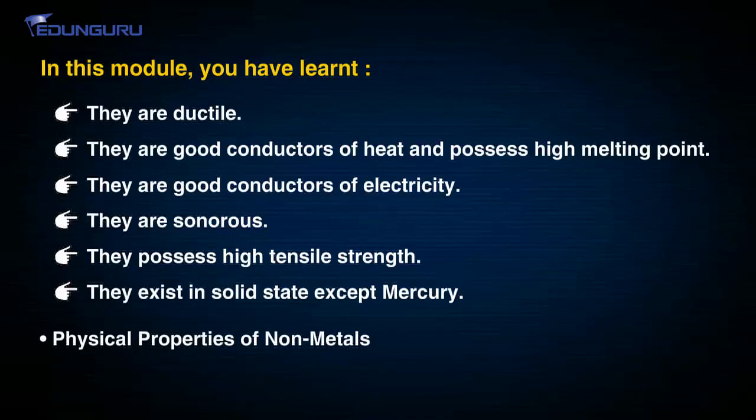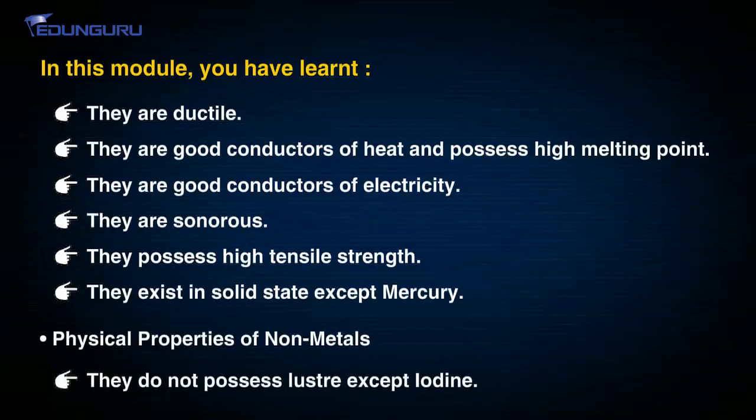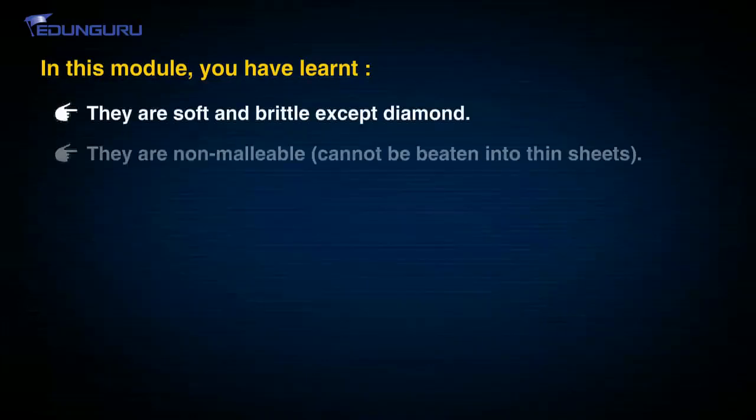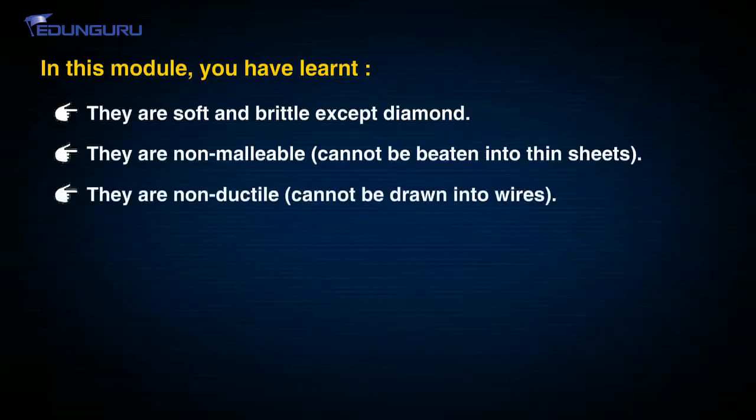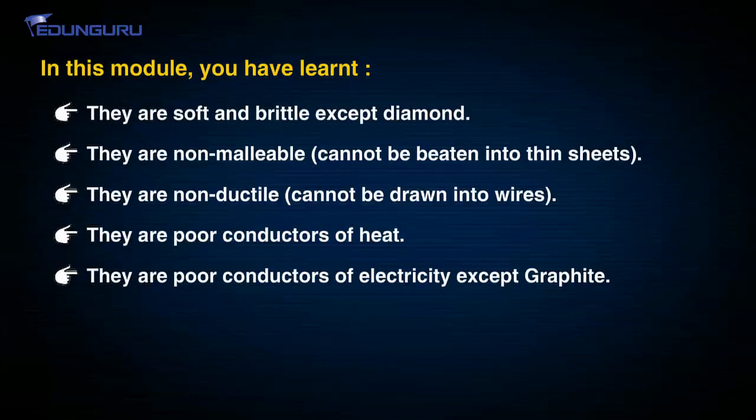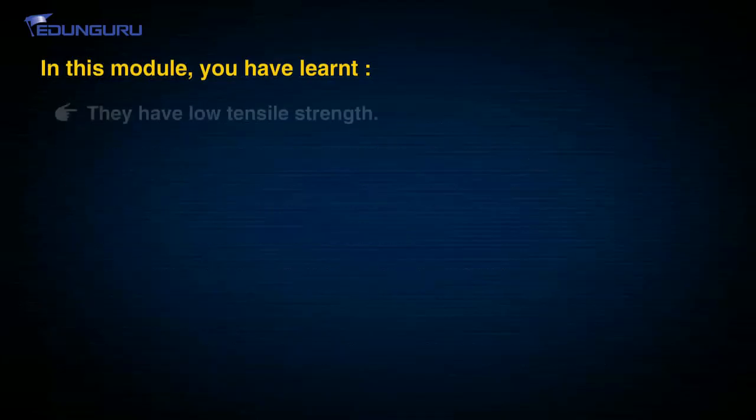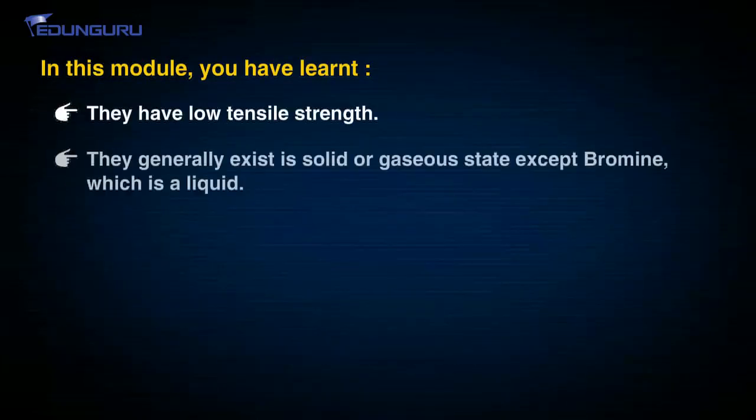Physical properties of non-metals: they do not possess luster except iodine. They are soft and brittle except diamond. They are non-malleable, cannot be beaten into thin sheets. They are non-ductile, cannot be drawn into wires. They are poor conductors of electricity except graphite. They are non-sonorous. They generally have low melting and boiling point except diamond and graphite. They have low tensile strength. They generally exist in solid or gaseous state except bromine, which is a liquid.